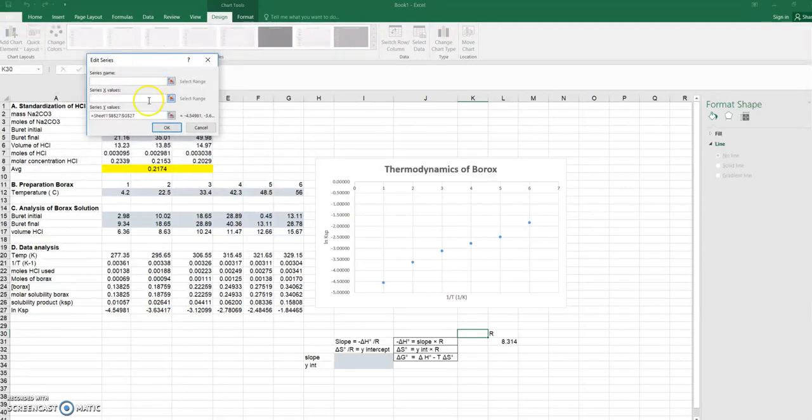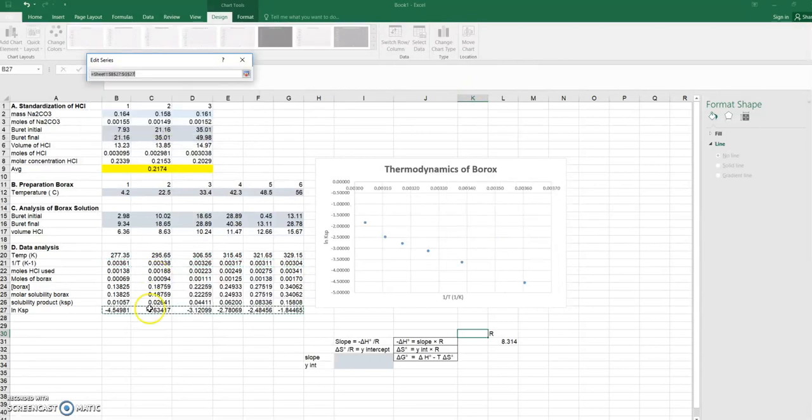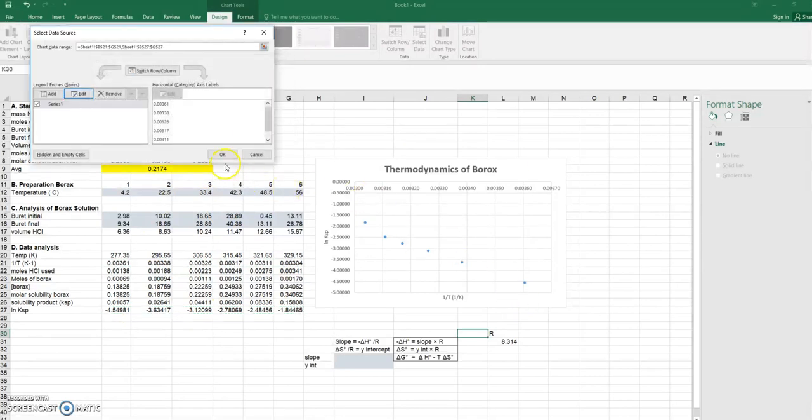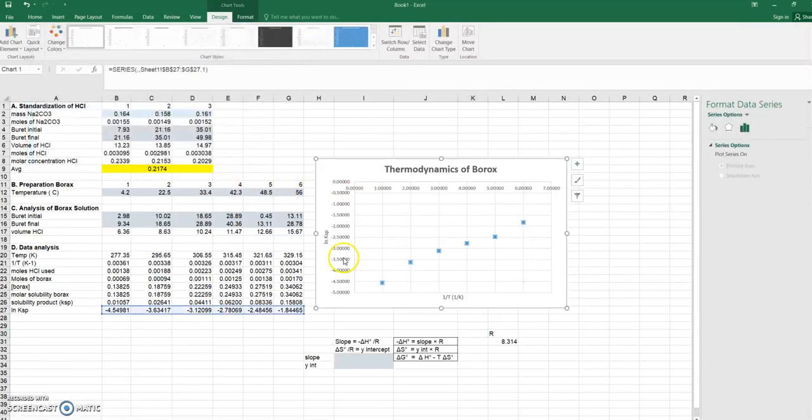So here is the series name. I don't have to worry about filling that out. For x values, I want 1 over t. So click on this select range, and you're going to choose 1 over t, which are these values. And then go ahead and click on this box again. And then you're going to choose the y values, which is going to be the KSP. So that is correct. Hit that and then hit OK. And it should give you a nice curve here.